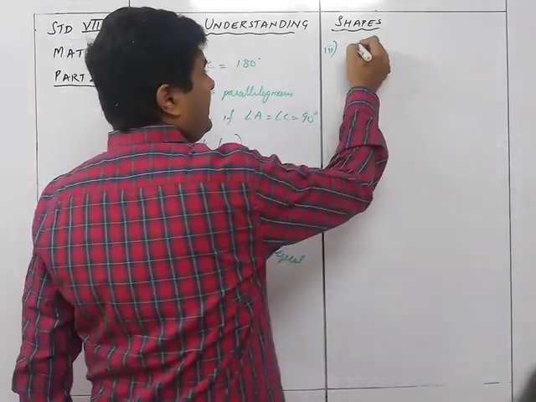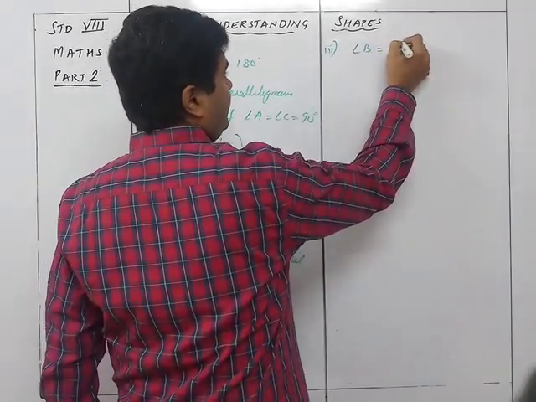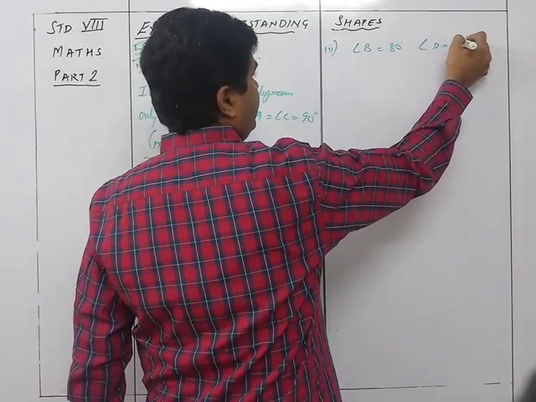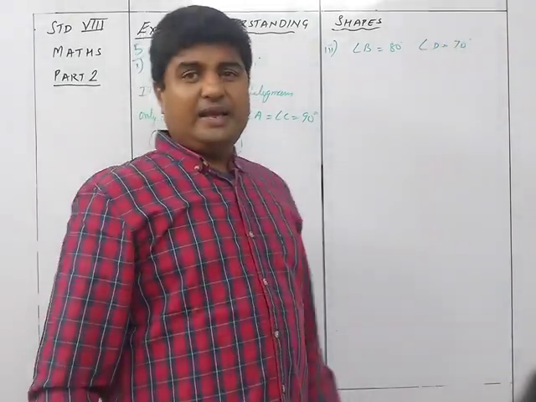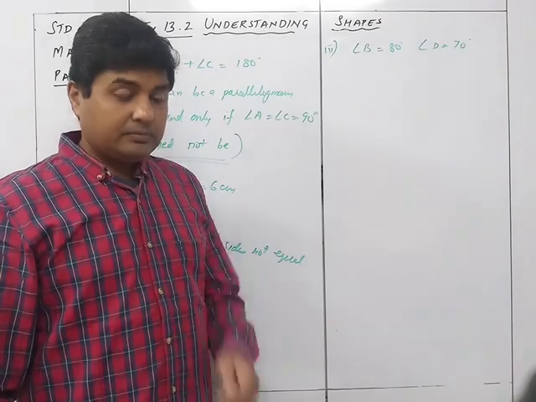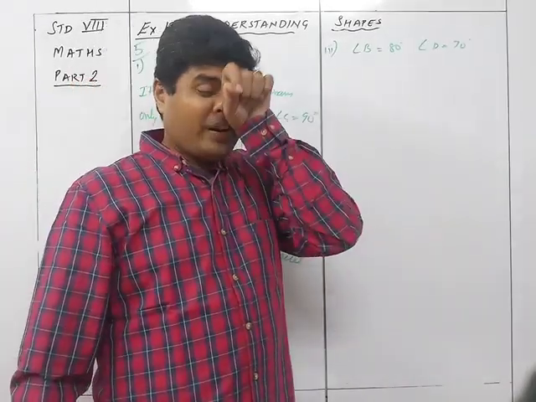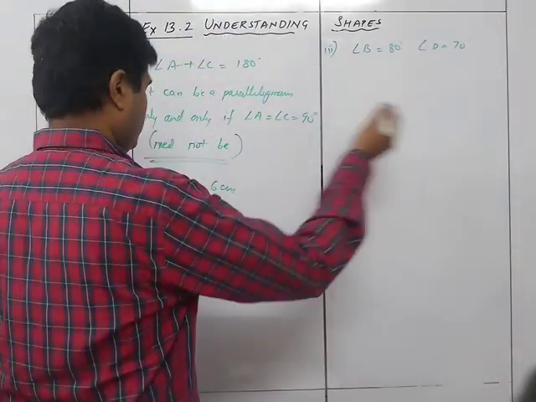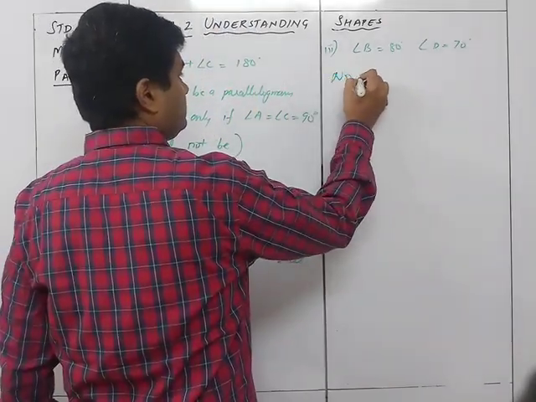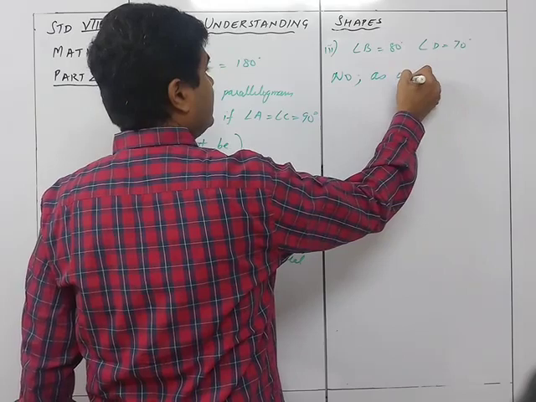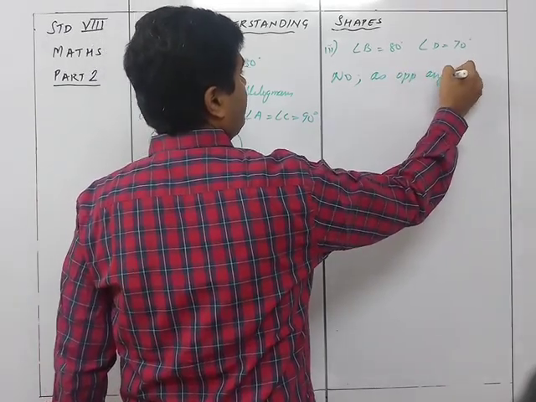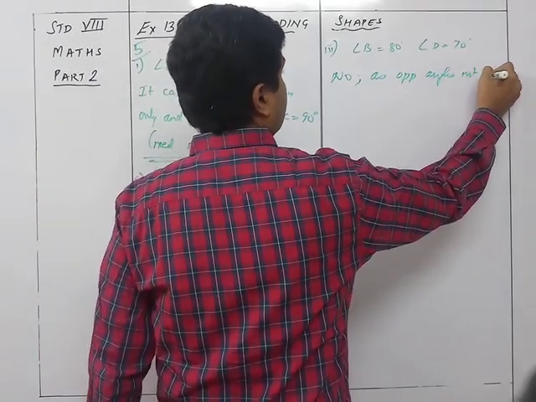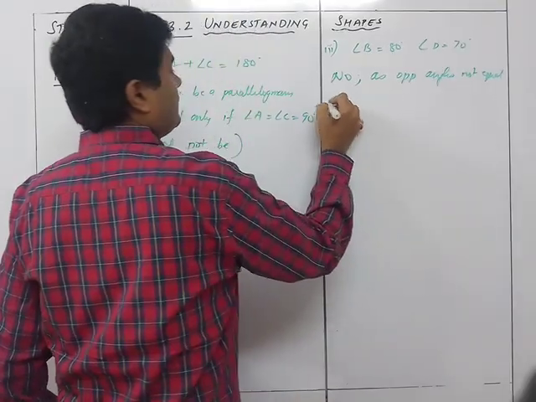Next one is angle B equals 80 degrees, angle D equals 70 degrees. Now, angle B and angle D are opposite angles of the parallelogram. So, because they are opposite, they need to be equal. So, no, as opposite angles are not equal. This is the fourth one.